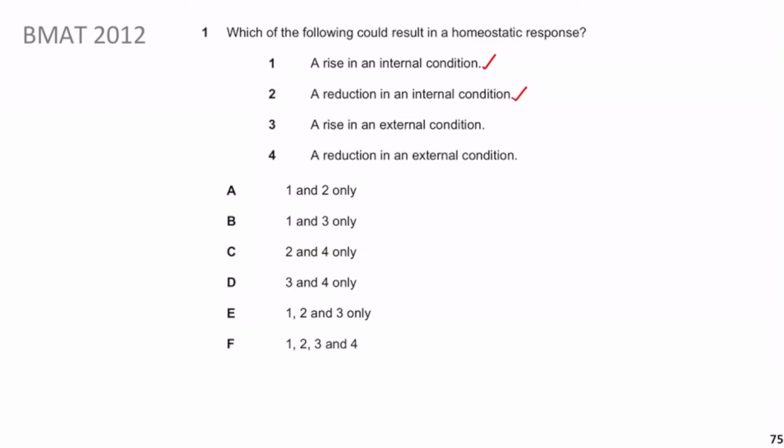This is also true. A rise in an external condition. This is also true, guys. So external conditions basically affect internal conditions, which then cause your homeostatic response. So, for example, if it's hot outside, then internally you would inadvertently be hotter, and therefore you have homeostatic responses mainly controlled by the hypothalamus, which is going to cause your temperature to go back down. So this is true, and in a similar vein, number 4 should also be true. So hopefully, guys, you can appreciate then that F would be the correct answer in this case.